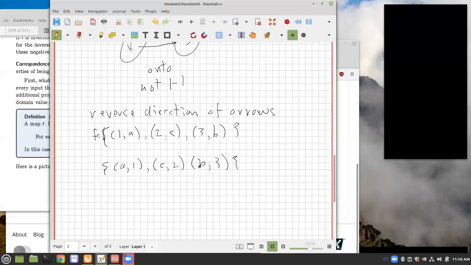So I can only do this and have the result be a map between the codomain here, ABC, and the previous domain, 1, 2, 3, if the map is one-to-one and onto. If this first map is one-to-one and onto, then I can reverse the arrows, and we call this map the inverse map.